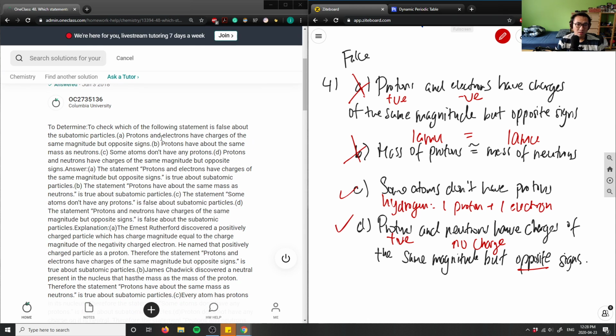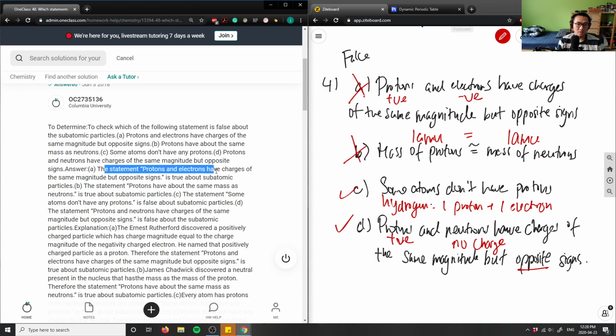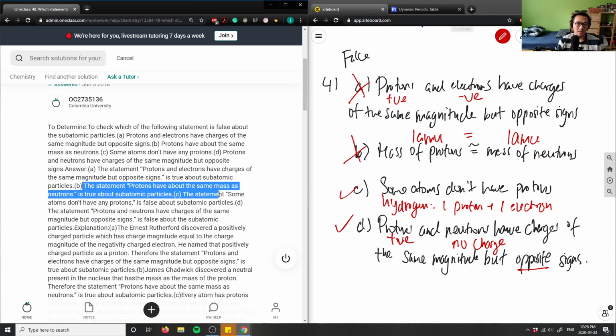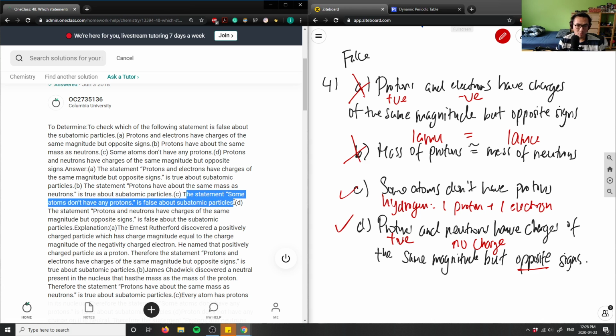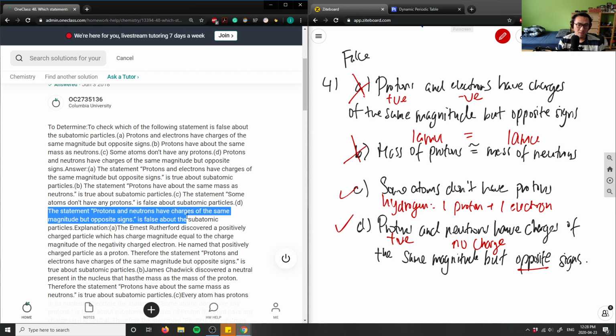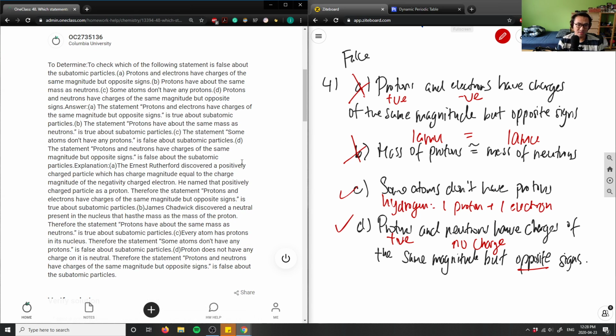So let's check. The statement that protons and electrons have charges is true about subatomic particles. So this here is true. That's good. That's what we said here. So it's the wrong answer. The statement about protons is also true. That's good. So that's what we have here as well. The statement some atoms don't have protons is false about subatomic particles. And indeed, the statement protons and neutrons have charges of the same magnitude but opposite signs is also false, right? So this here is also false. So we matched the same answer here. Good.